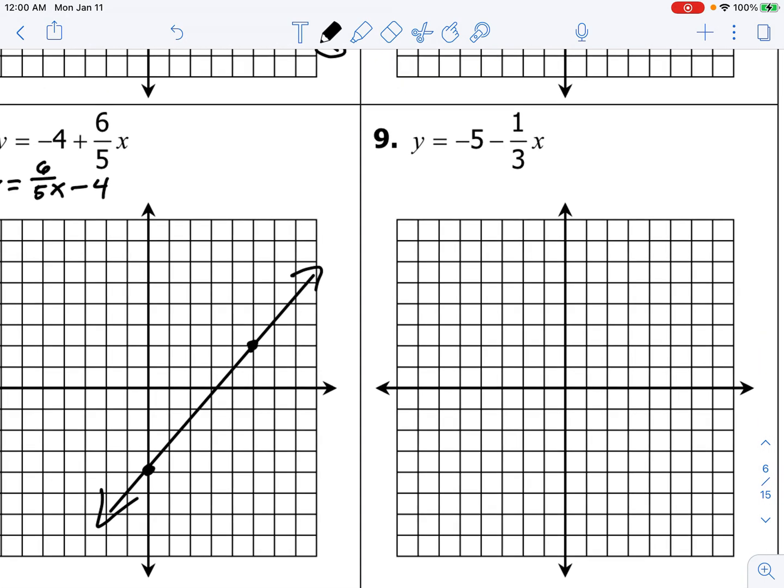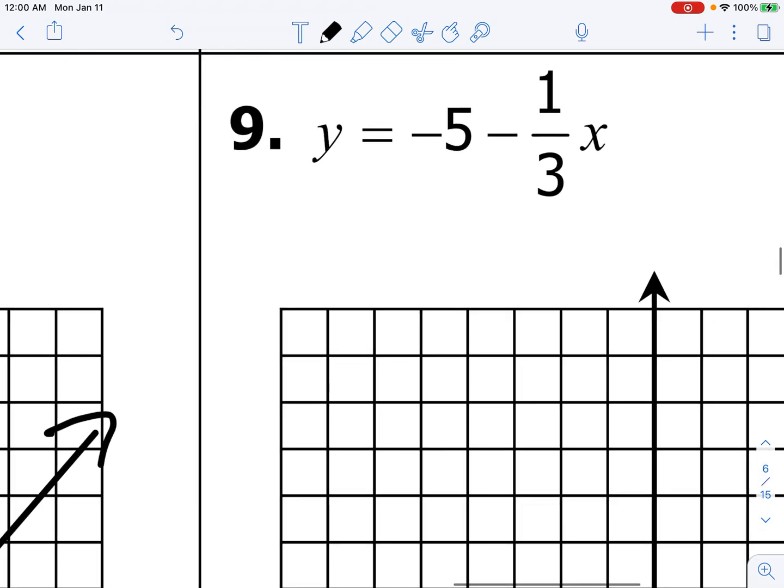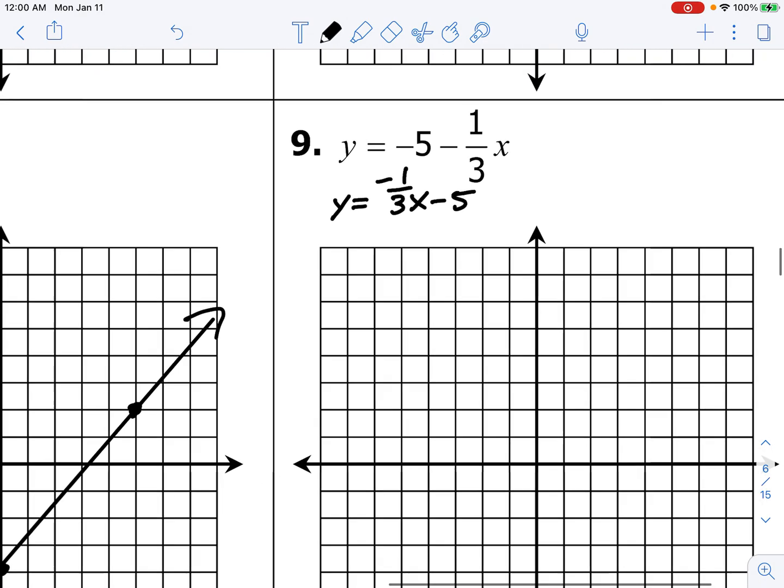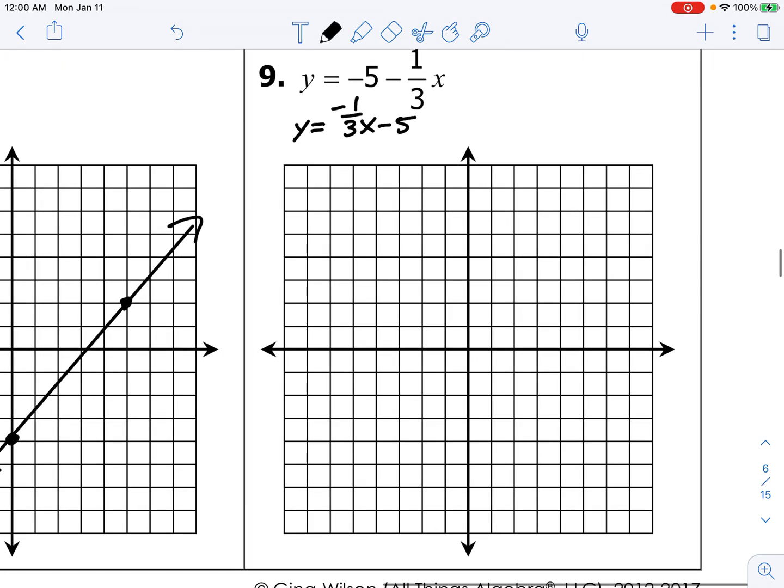All right, last one on this page, number 9. Again, they've got it switched around, so I'm going to switch it back. So the -1/3 x and -5. So there's our equation. So we're going to plot it at -5. So down 1, 2, 3, 4, 5. And then we're going to go down 1, right 3. And then we can actually do another one, down 1, right 3. And then draw our line. Like so.